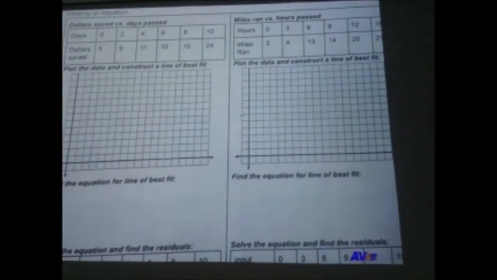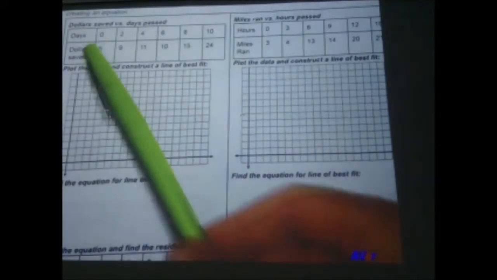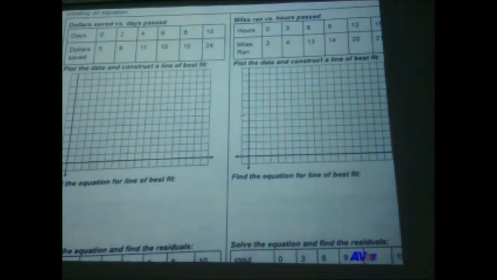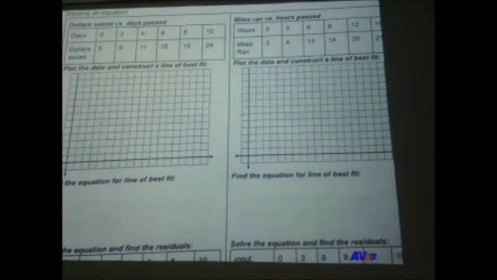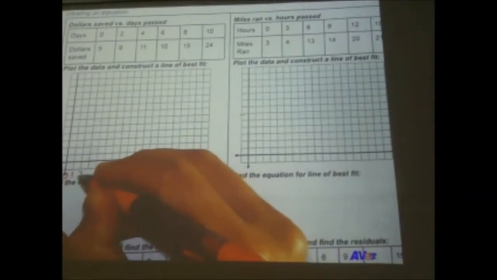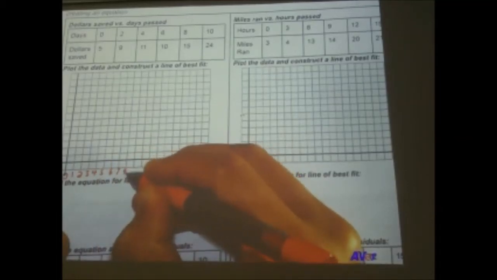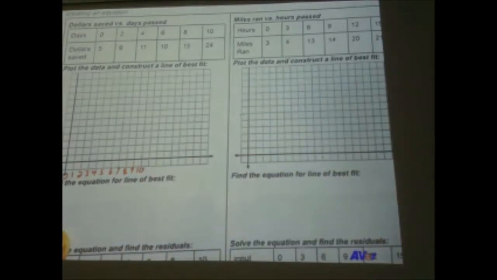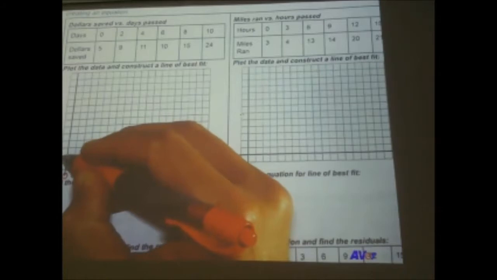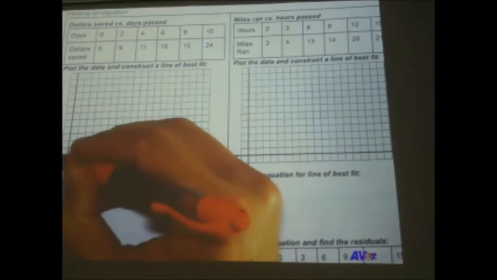The first step, it says we have dollars saved versus days passed. So these are the days, these are how many dollars we end up saving after a certain number of days. The first step is to plot the data and make a line of best fit. In my data, I'm going to go over by ones, and I think up by twos is probably good. Let's see. Two. Yep, we can go up by twos.